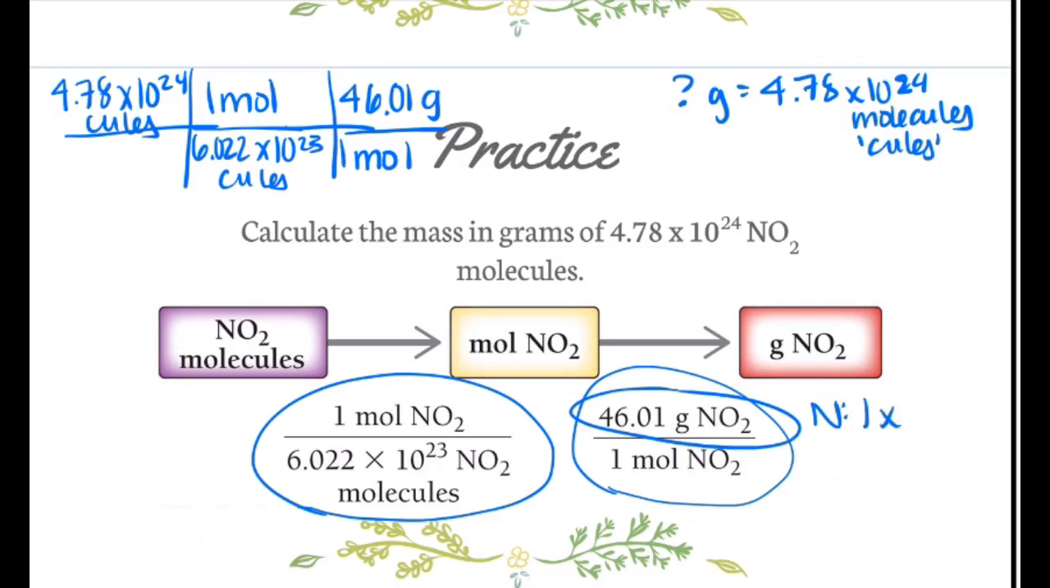Well, I have 1 nitrogen, and I have 2 oxygens. And I'm going to add those up. It's going to get 46.01. So 46.01 divided by Avogadro's number times 4.78 times 10 to the 24. I just went backwards there, that's fine. What's the mass in grams? 365, 3 sig figs, grams of NO2. And if you want to practice naming, what is that called? It's called nitrogen dioxide.